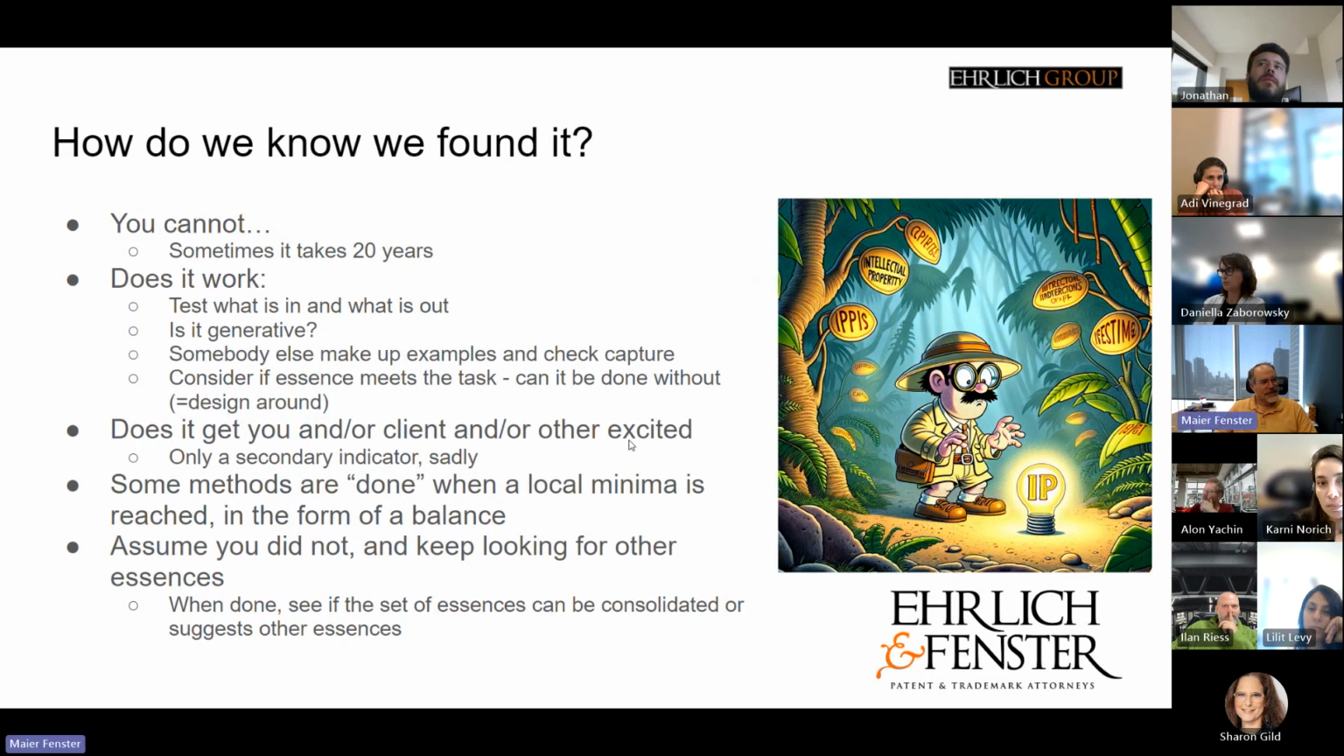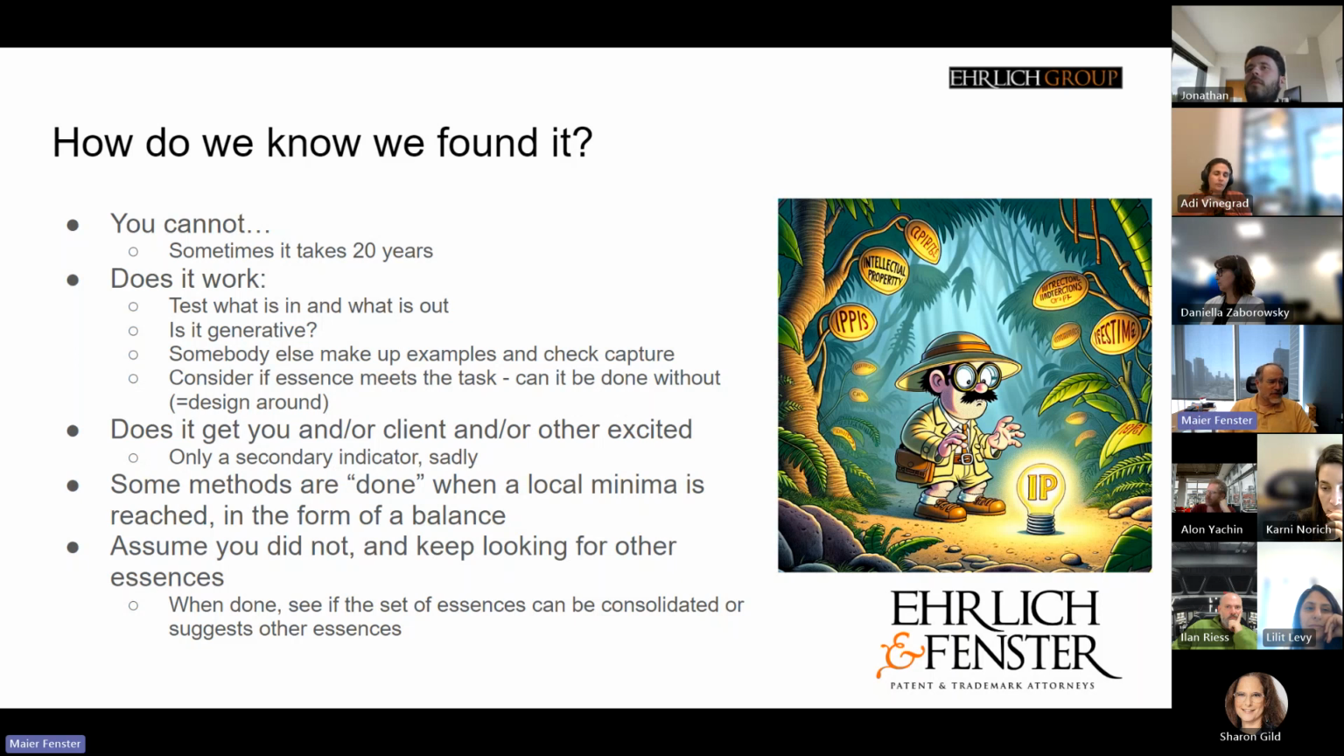I'm sure you're asking yourself, okay, Meir's talking about all these things you can do to help you figure out what the essence is. How do you know if you figured out what the essence is? And the answer is you don't know. Okay, I've had inventions that after close to 20 years, I understood that I didn't originally understand what the essence was.